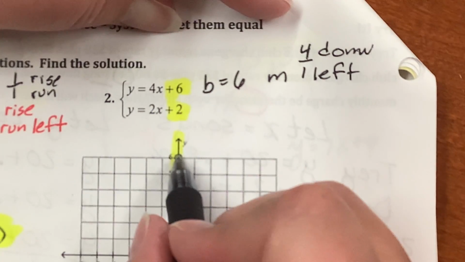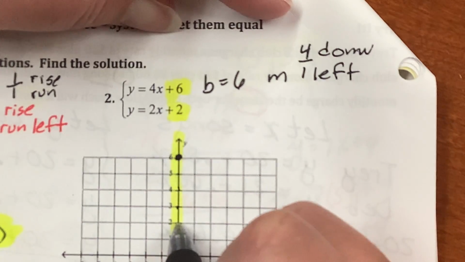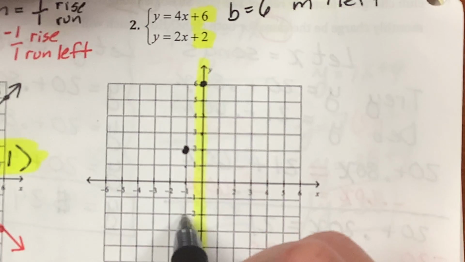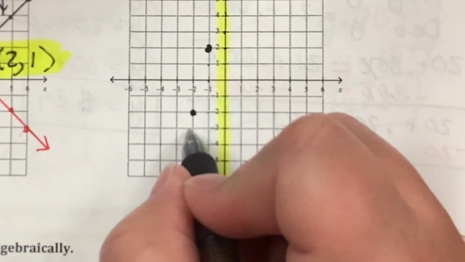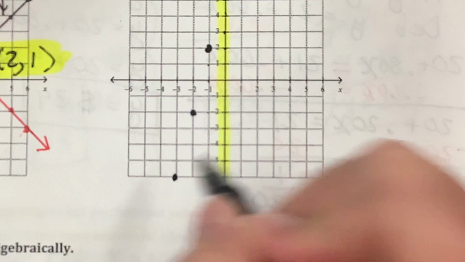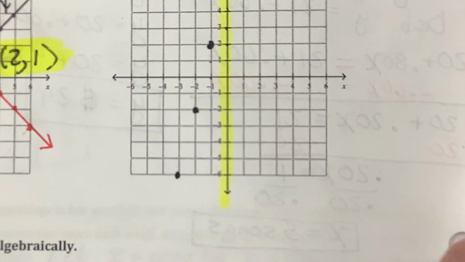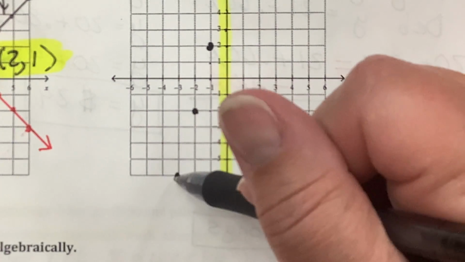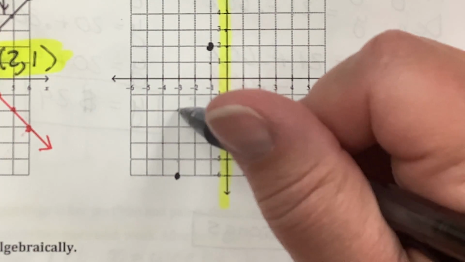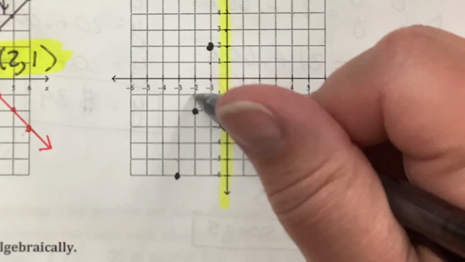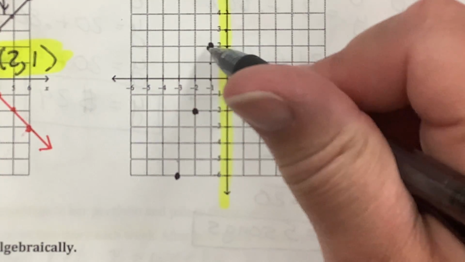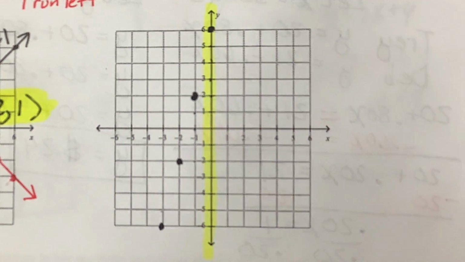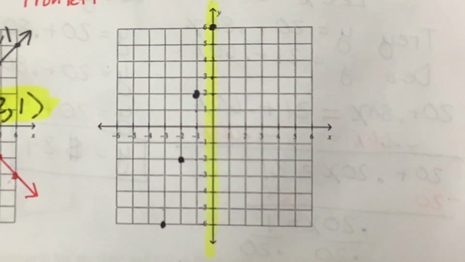So look, down 1, 2, 3, 4, run to the left 1. 1, 2, 3, 4, run to the left 1. 1, 2, 3, 4, run to the left 1. Now, before I go any further, I'm going to check to make sure I do have rise 4, run 1, starting at the bottom. 1, 2, 3, 4, rise, run 1. So I actually do have it graphed correctly.